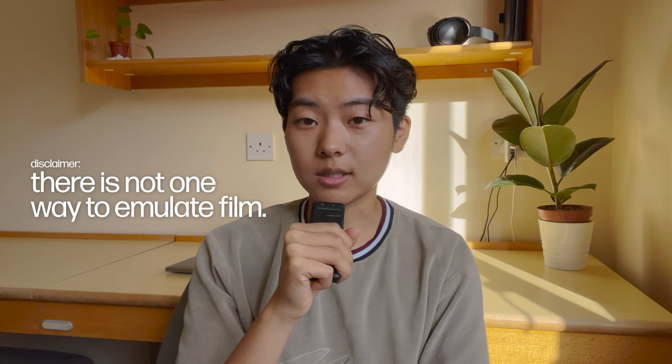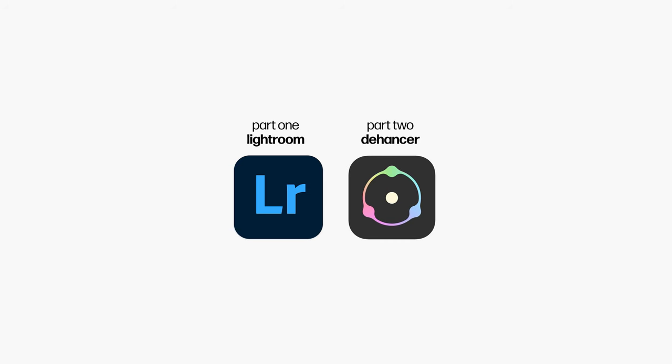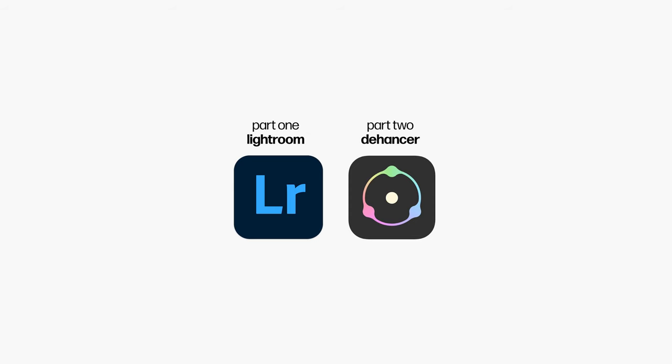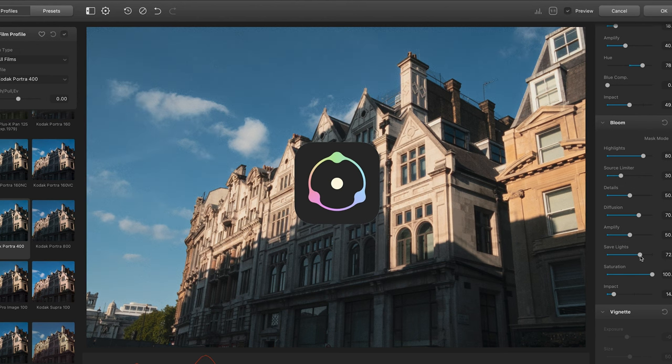Disclaimer, there's definitely not just one way to emulate a film look. There are hundreds of film stocks out there, and these are just from my observations. This video will be in two parts. The first part being in Lightroom, and the second part using Dehancer, which is a dedicated film plugin. But let's just get into it.